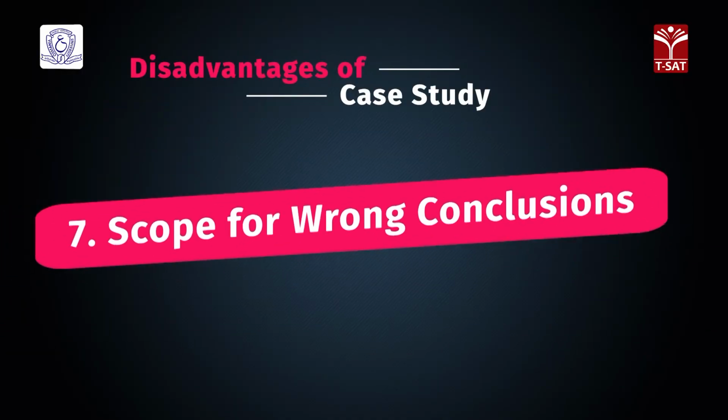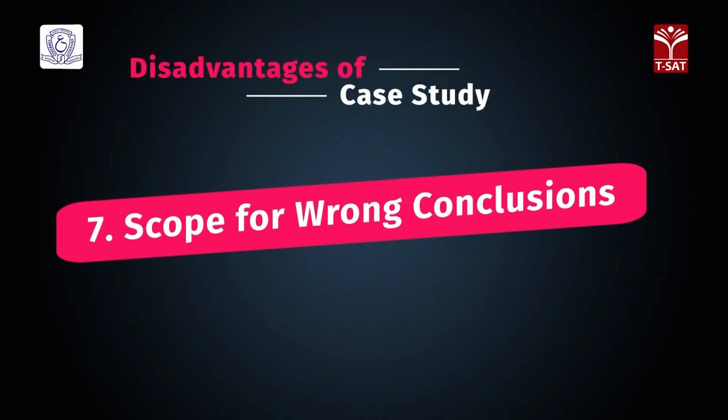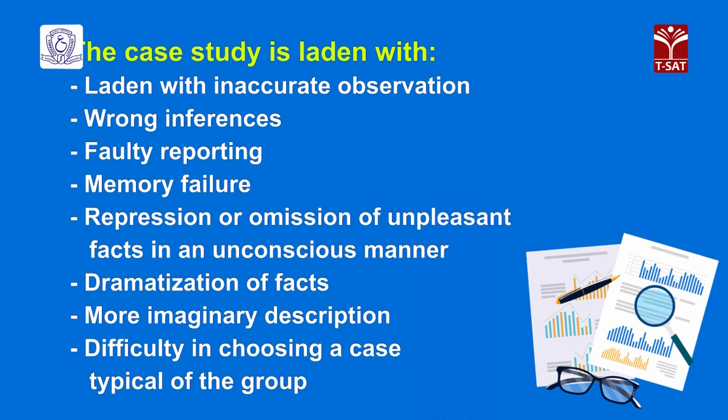And seventh disadvantage is scope for wrong conclusions. The case study is laden with inaccurate observation, wrong inferences, faulty reporting, memory failure, repression or omission of unpleasant facts in an unconscious manner, dramatization of facts, more imaginary description and difficulty in choosing a case typical of the group. All these problems provide the researcher with every possibility of drawing wrong conclusions and errors.